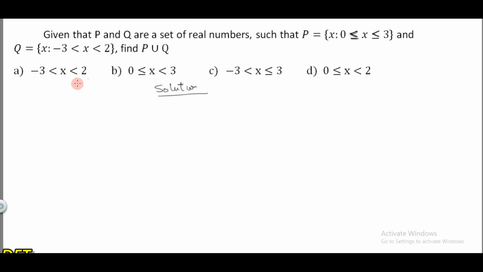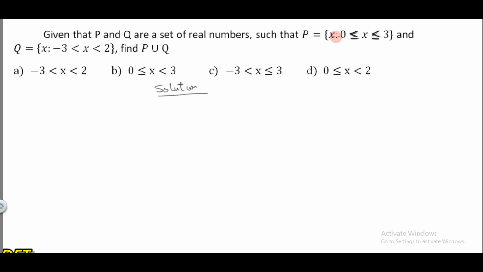Okay, so here we're looking at this example, and this is a WAEC question. The question is, given that P and Q are a set of real numbers such that set P is equal to {X: X is greater than or equal to 0 and X is less than or equal to 3}, and Q is equal to {X: X is greater than minus 3 or X is less than 2}, find P union Q, and we are given these options.